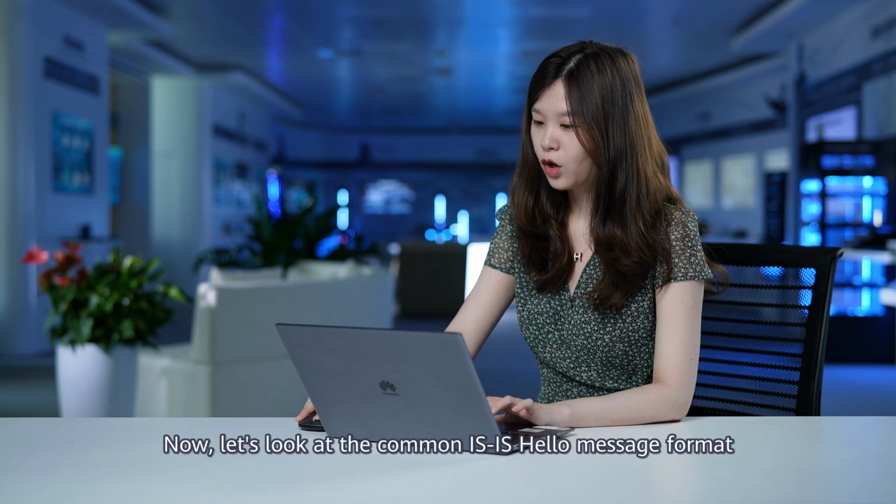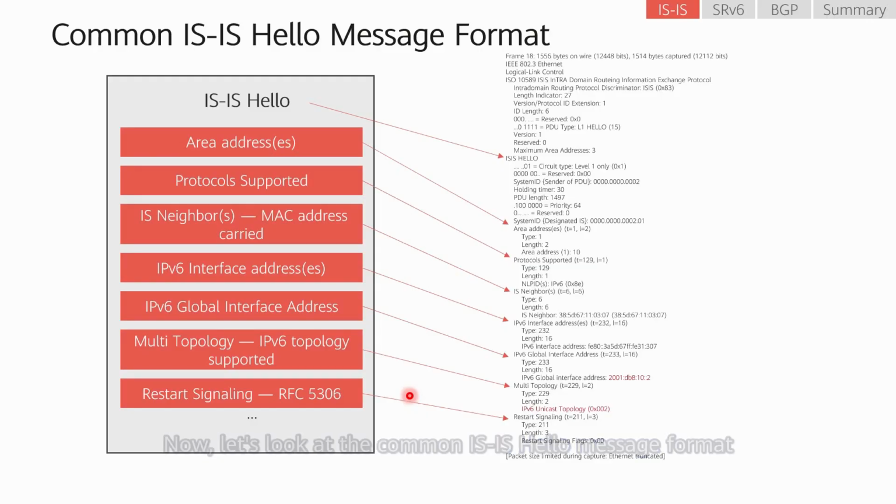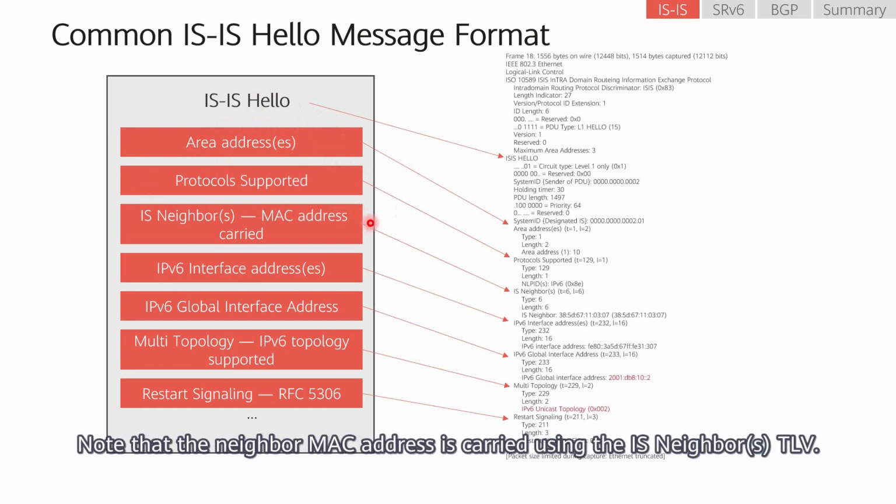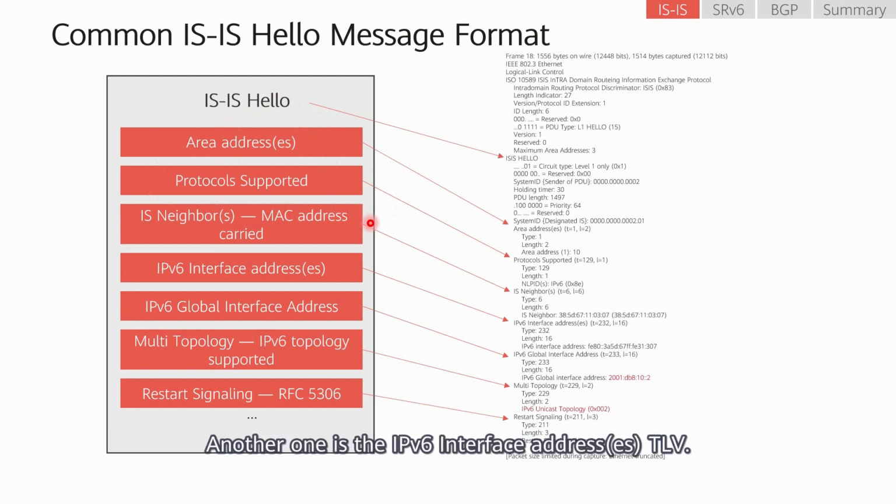Now let's look at the common IS-IS hello message format by using this hello message as an example. It carries several common TLVs, such as the area address, protocol supported, and IS-neighbor TLVs. Note that the neighbor MAC address is carried using the IS-neighbor TLV. Another one is the IPv6 interface address TLV. This TLV carries link local addresses, which it can use to establish neighbor relationships.